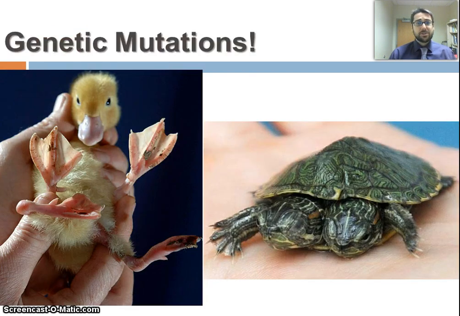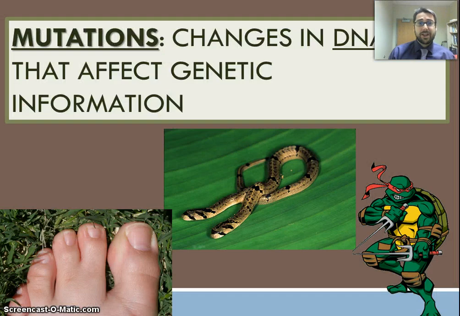So look at these, okay? We got some crazy things going on there in nature. We have this duck that has extra feet, this turtle that has extra heads, snakes, toes, Raphael. These are all mutations that somehow happened and developed in our body. A mutation, by definition, is just a change in the DNA that affects genetic information. And that genetic information is represented as proteins. So all the stuff we're seeing is the protein code that is essentially affected. When we change the blueprint of our DNA, we change the transcription message of mRNA, which changes how we translate that into the protein code.